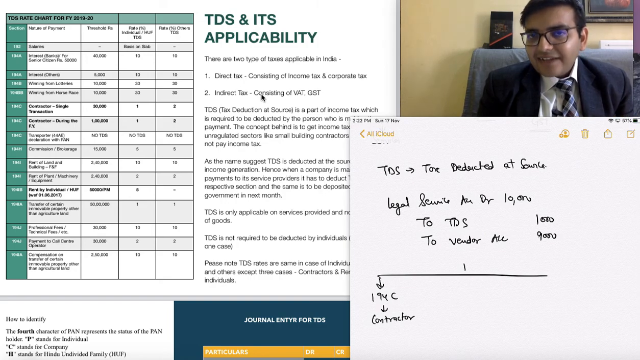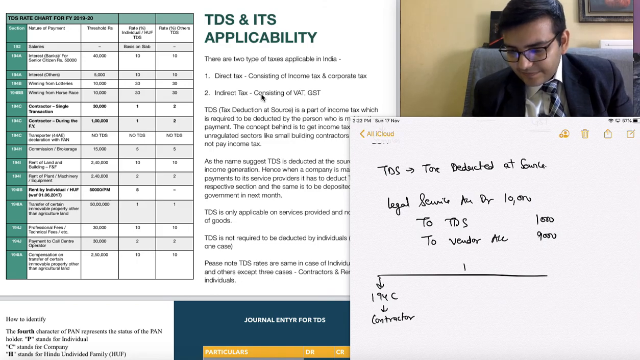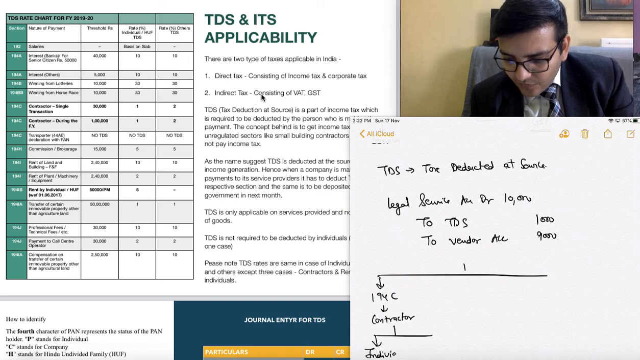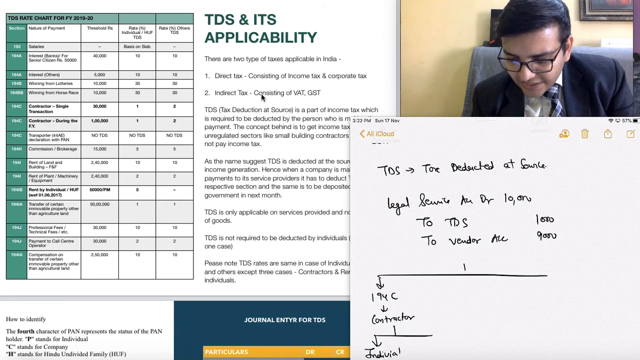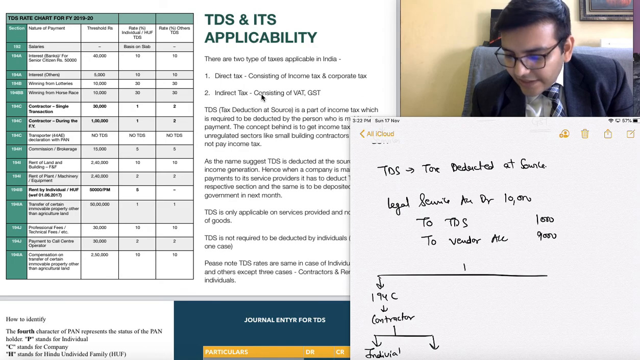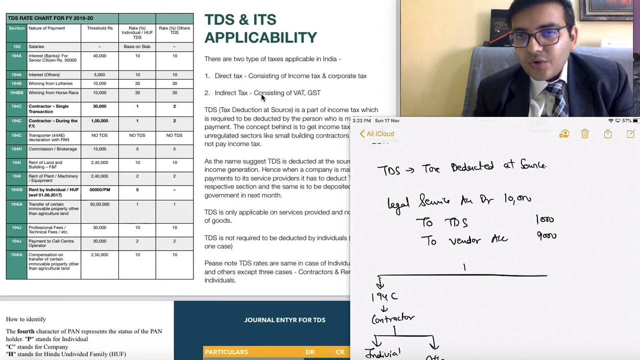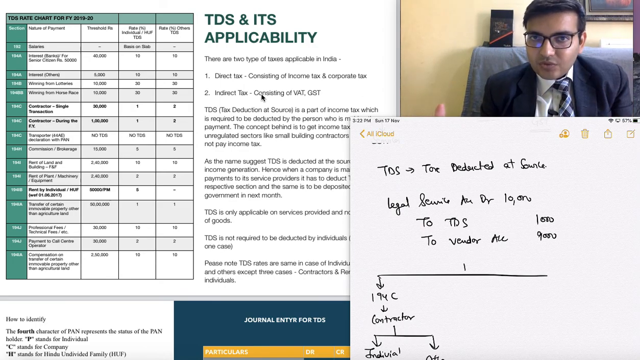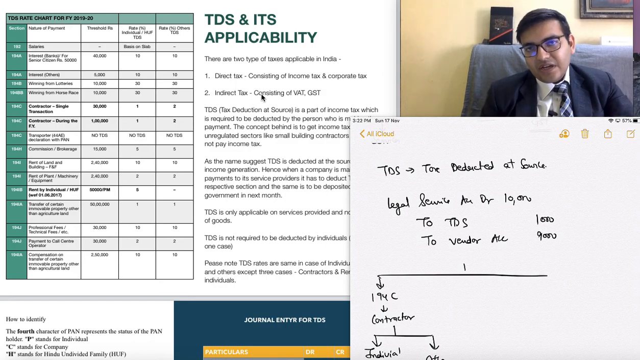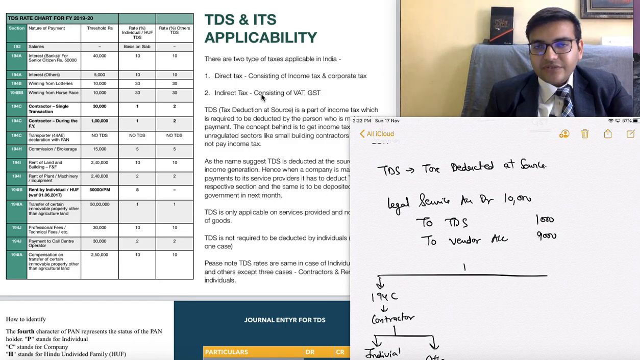In that case there are two rates which you have to apply. If the contractor is an individual or HUF, then TDS will be at the rate of 1%. In case of any other, or you can say the contractor is a big company who is making something, then 2% TDS should be deducted. Individual or HUF 1%, in case of others 2%.